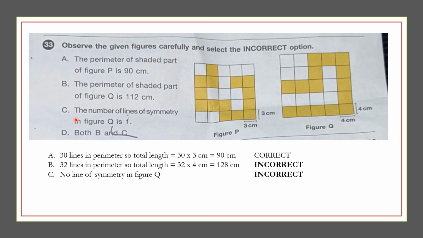Now let's see option C. The number of lines of symmetry in figure Q is 1. So figure Q, vertical line, no, horizontal line, no symmetry, diagonal line, no symmetry. So there are no symmetry lines in this figure. So this statement is also incorrect. So select the incorrect option. So both B and C are incorrect. So our answer is option D.